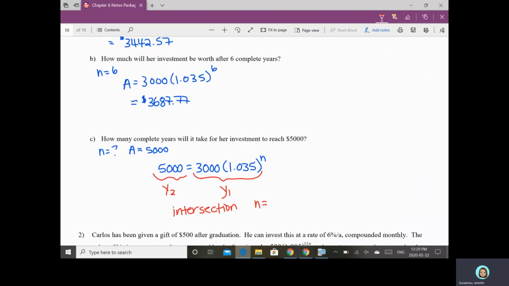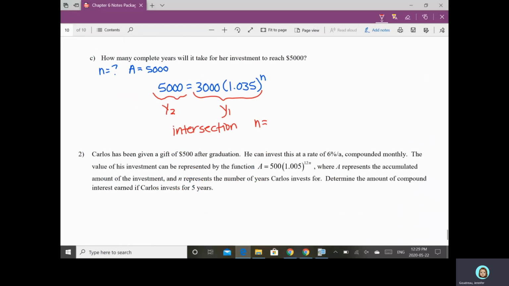14.85. So let's go back and put that in there. N is equal to 14.85, and our unit is years.